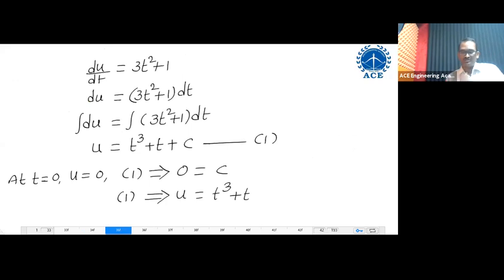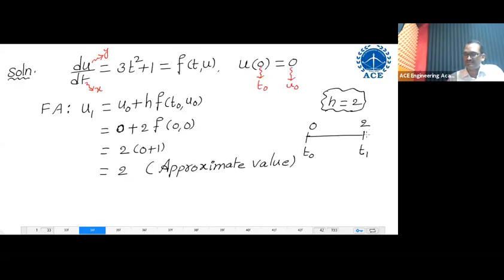So you are asked to find the absolute error at the first approximation. Absolute error at the first approximation means the exact value after the first step. After the first step, what is the u value? What is the t value here? Here the t value is 2.